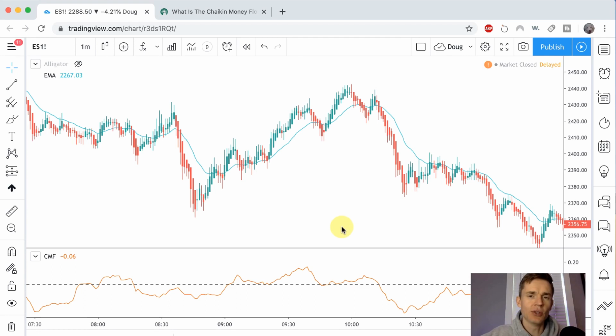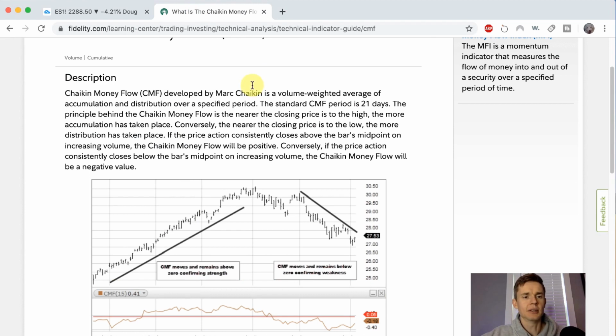Let's get into what the Chaikin Money Flow measures. Okay, now a great description of this is over on fidelity.com. So we're just going to read a quick paragraph and then I'll sum it up for you. It says the Chaikin Money Flow, or the CMF, developed by Marc Chaikin, is a volume-weighted average of accumulation and distribution over a specified period. Now think of that as like buying pressure and selling pressure, okay? The standard CMF period is 21 days.